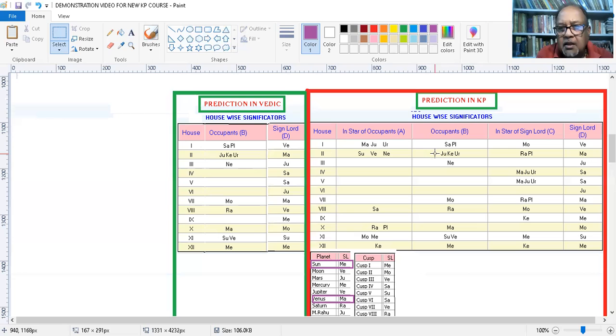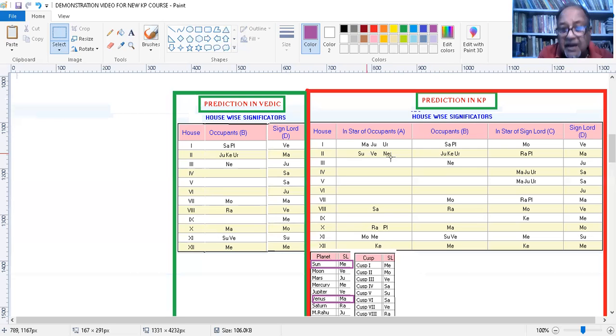Okay, who will give the result in KP? The planet sitting in the constellation or star of Jupiter and Ketu, that is Sun and Venus, will give very strongly the result of Jupiter and of the second house, because Sun and Venus are sitting in the constellation of Ketu. There is no planet in Jupiter's constellation; that we'll talk about later. If there is no planet in its star, Jupiter will give equally, and this also becomes the strongest to give the result of the second house.